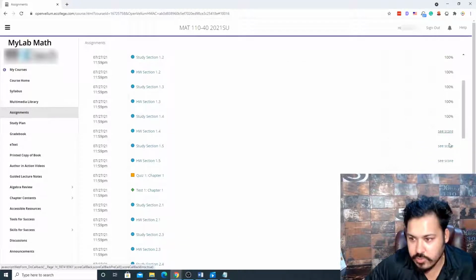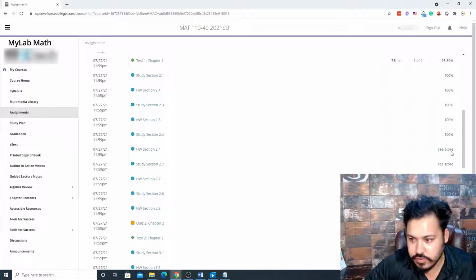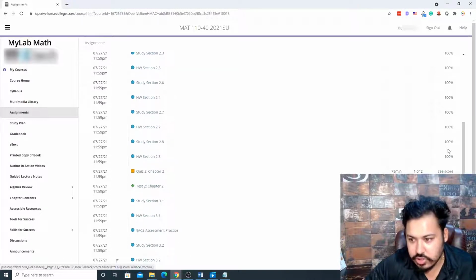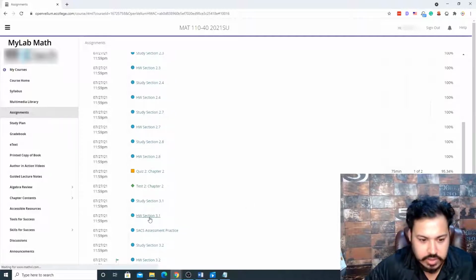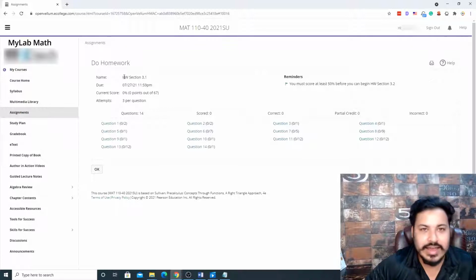What I'm going to do now is take one of the sections and finish it along with you, so you can see how I solve these assignments. So I click on this, I see there are 14 questions. Now it really depends. Some courses can have 5 or 10 questions per homework set, and some homework sets can have like 50 or 100 questions. It just depends on the professor and the course that you're taking.